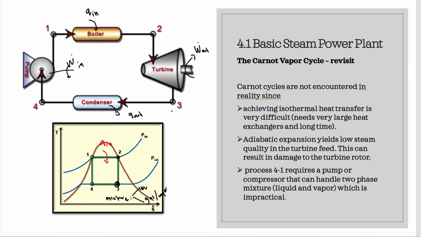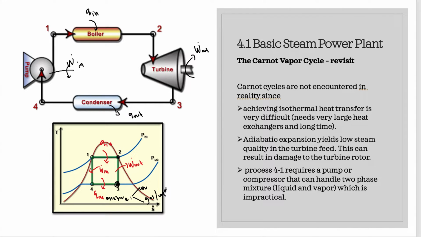From state 2 to 3, this is expansion process in a turbine, and we have W dot out. And this process is an expansion process. 3 to 4, if you can see here, happens in condenser. Here, the heat will be removed out. Okay, and this process happens in isothermal process. And 4 to 1 is adiabatic compression in pump or in compressor, and we have W dot in here.